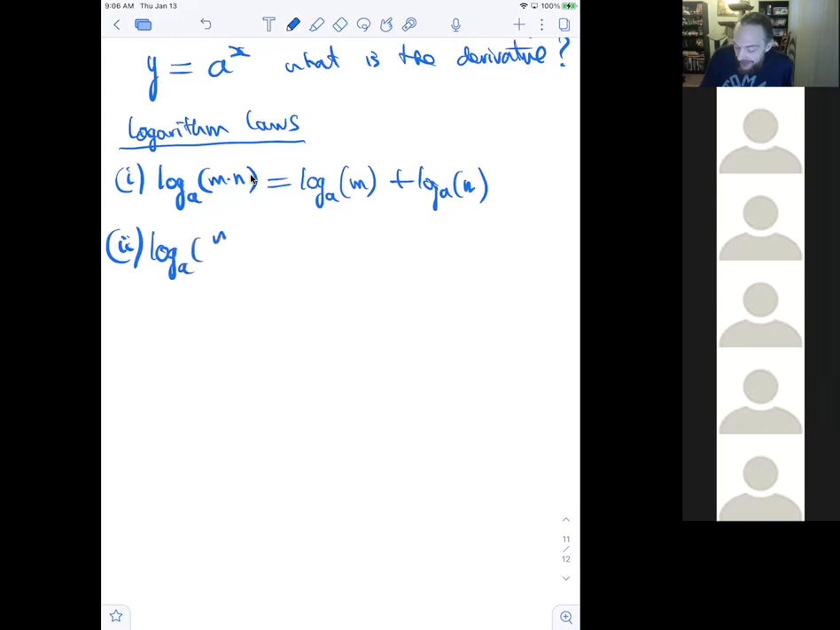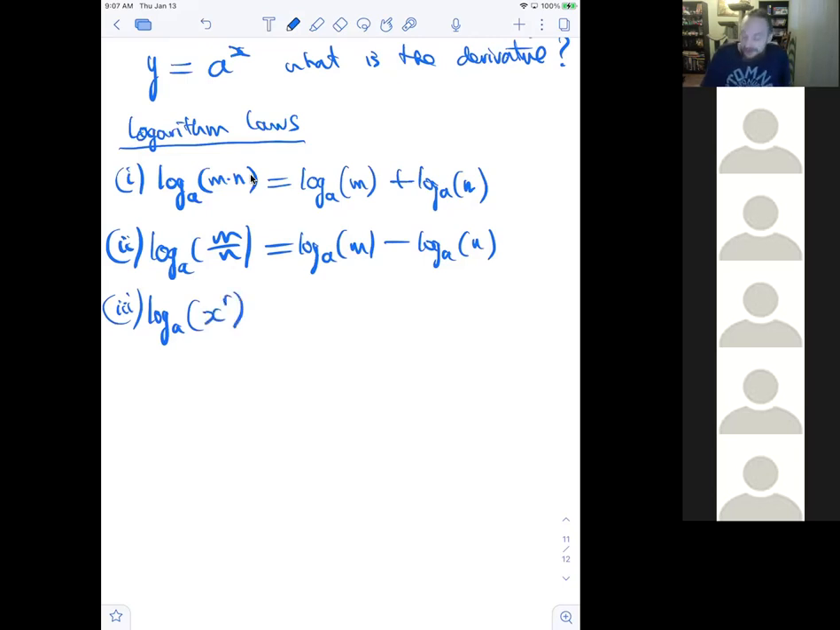Log base a of m over n is going to be log base a of m minus log base a of n. Three, this is extremely important, this is the rule that I'm going to use right away in taking the derivative. Log base a of x to the r, say, is going to be equal to r times log base a of x. So an exponent on the inside of a logarithm is multiplication by that number on the outside.